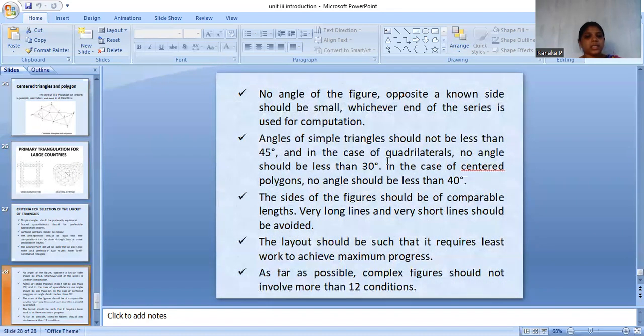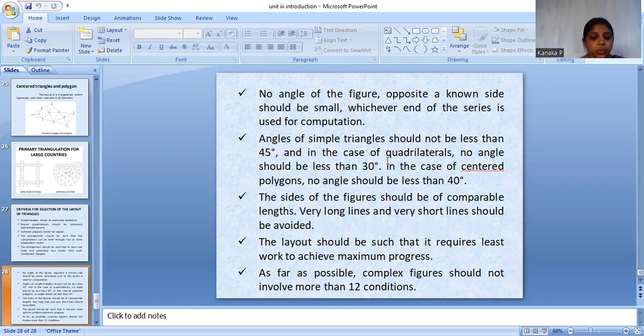The next one is the baseline. The baseline forms the basis for the entire computation of the triangulation system. Many types of equipment are used for measuring baselines, and there are different locations for the baselines. Many factors are considered in the selection of the locations.